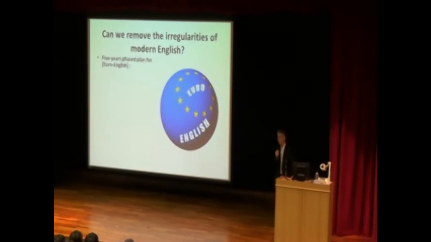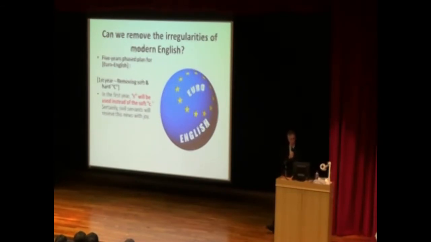We've got a 5-year plan for changing English spelling, okay? In the first year, we remove the soft and hard C, like city and cat. Why are both of the C's pronounced differently? In the first year, S will be used instead of the soft C. Certainly, civil servants will receive this news with joy.